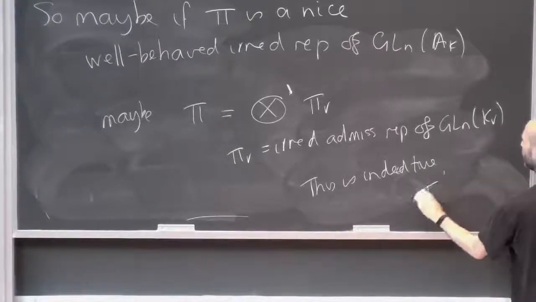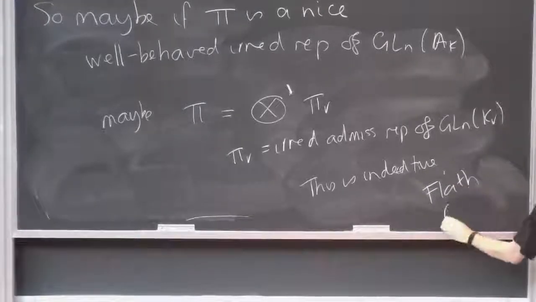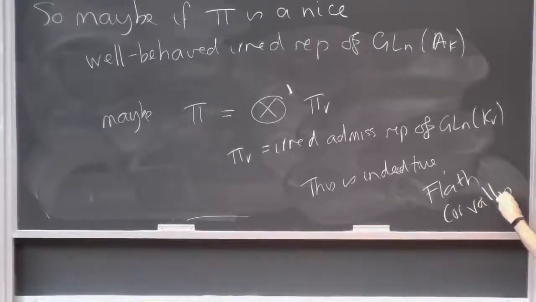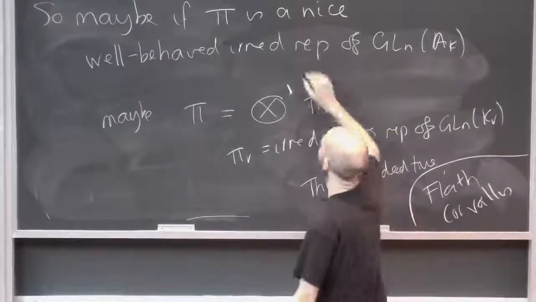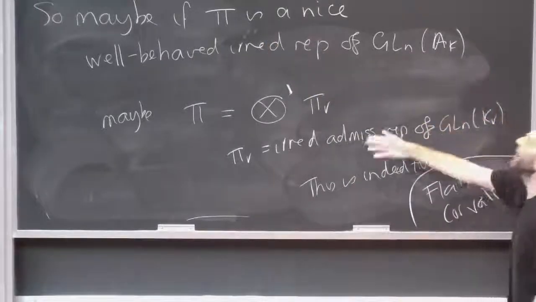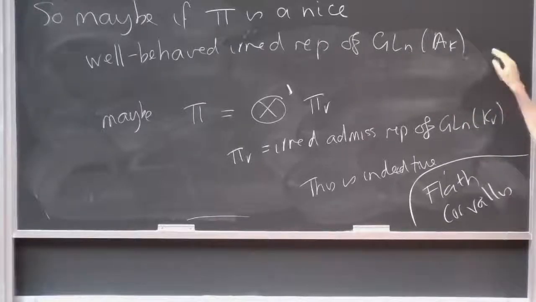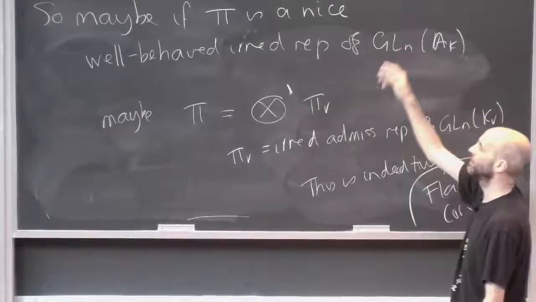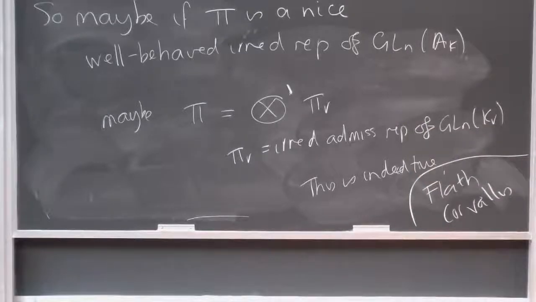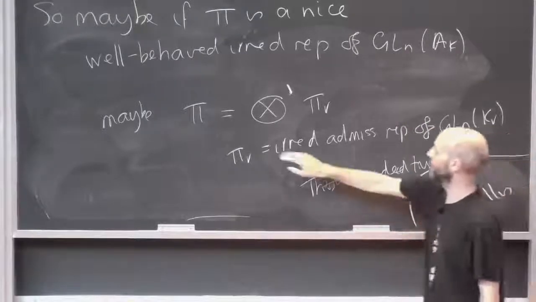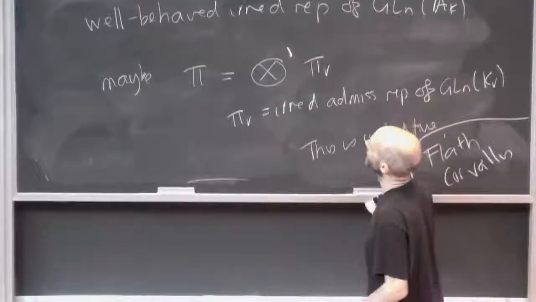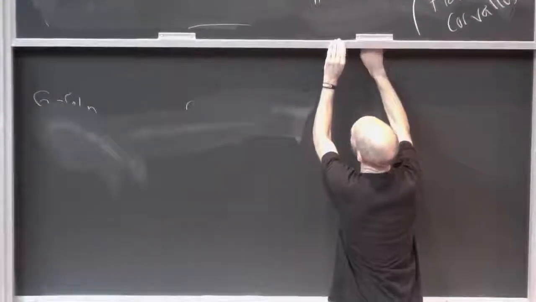You can read about this in Flath's article in Corvallis. You can see all the gory details. But at the end of the day, it's a mild generalization of something that you already know. Okay, so I've got my automorphic representation of GLN of the Adels. I know I haven't defined that, but this is going to be a representation of this global thing, and it's going to split up as representations of this local thing, right? So there's our automorphic representation pi, and its local components. And now here's the idea.